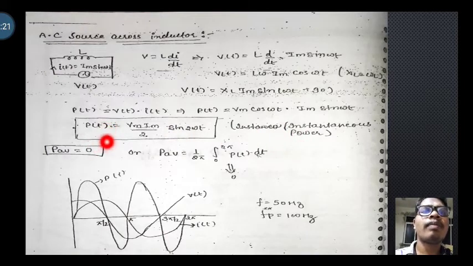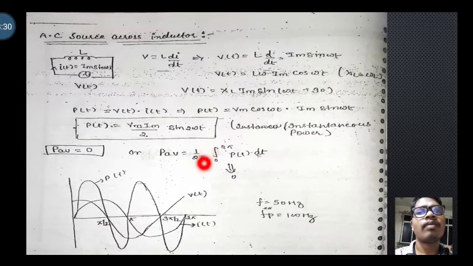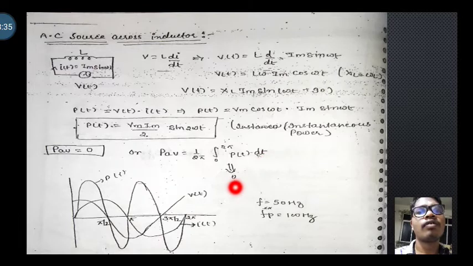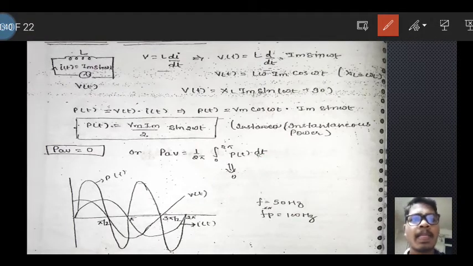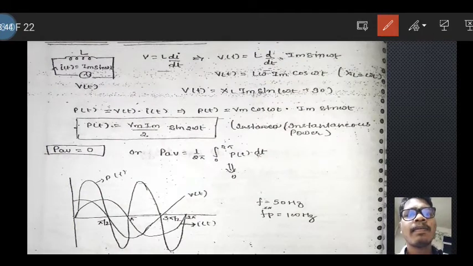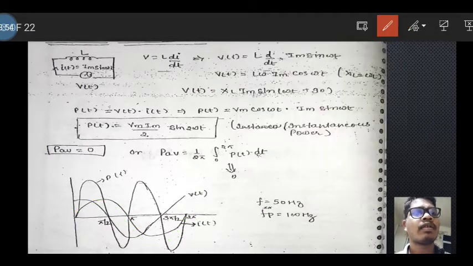P(t), and the average power in the inductor is 0. How? We will see in the next slide. The average power is equal to 1 by 2 pi, integration from 0 to 2 pi of P(t) dt, which is equal to 0. So let us see the characteristic of the inductor. See, this is the voltage source. Okay, sorry, it is not the voltage source, let me erase.